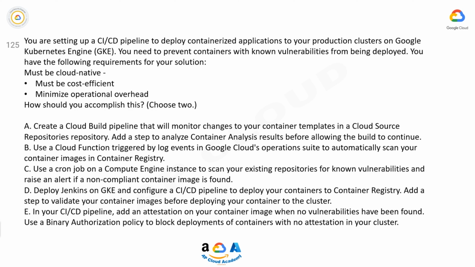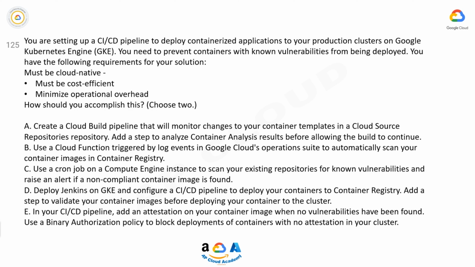C. Use a cron job on a Compute Engine instance to scan your existing repositories for known vulnerabilities and raise an alert if a non-compliant container image is found. D. Deploy Jenkins on GKE and configure a CI/CD pipeline to deploy your containers to Container Registry. Add a step to validate your container images before deploying your container to the cluster.